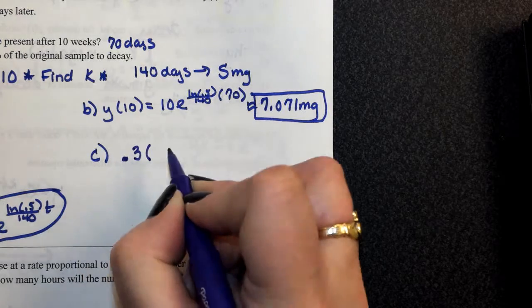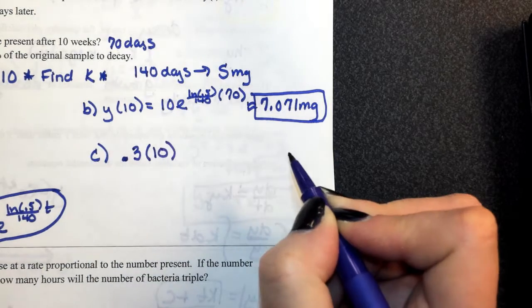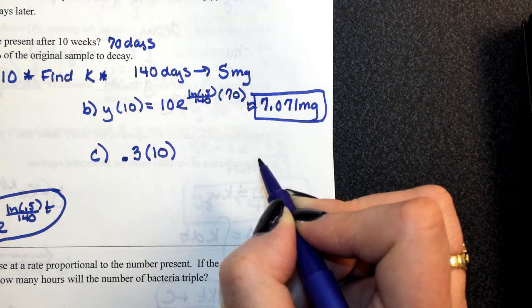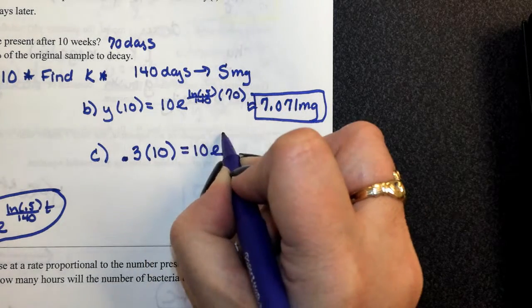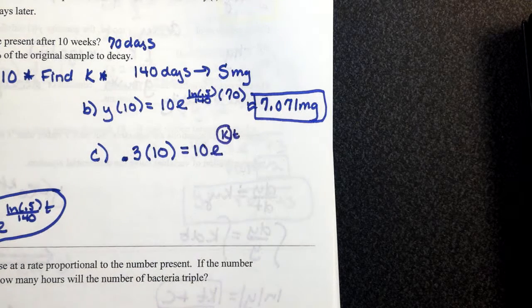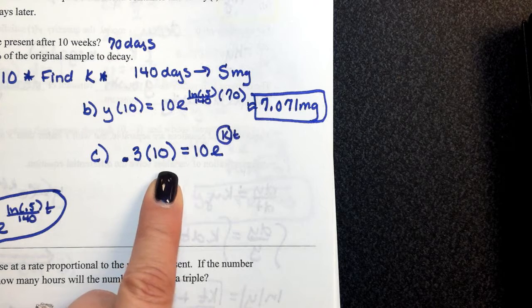0.3 times my original amount, correct? Which is 10. Because I want to know when I have 30% of 10 milligrams left. Equals 10 times e raised to the k times t. And again, remember, k is stored in my calculator. Instead of having to write that awful fraction over and over again, I just take k and circle it, because that reminds me that that's what's stored in my calculator. So any questions on how I've set up this equation?